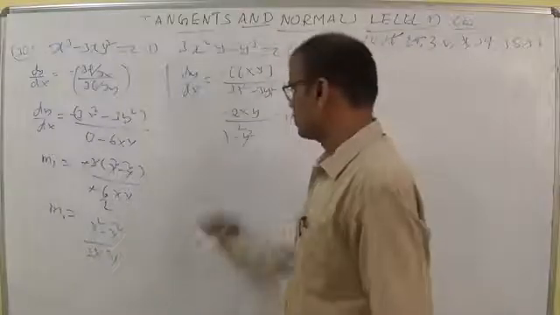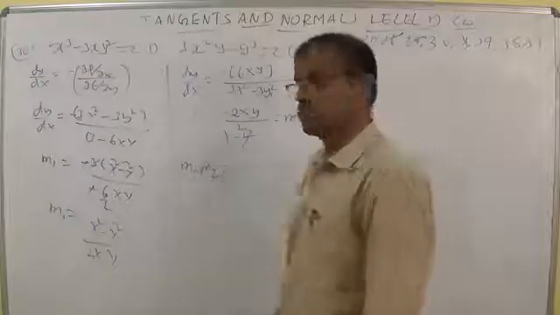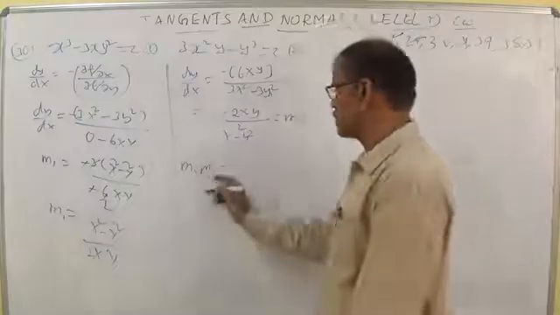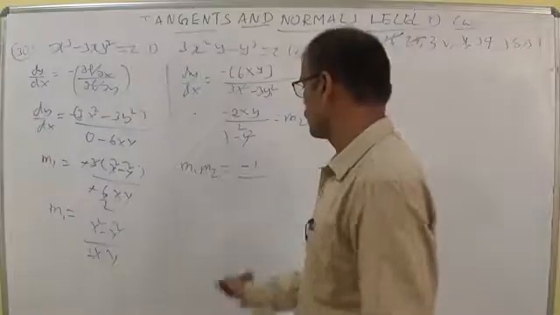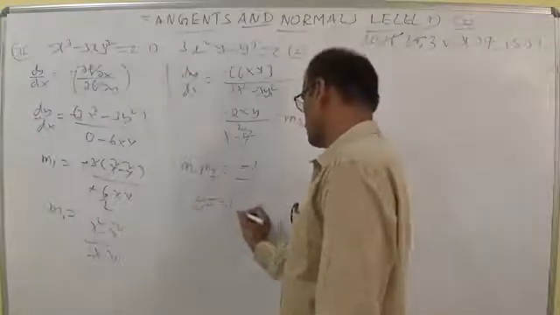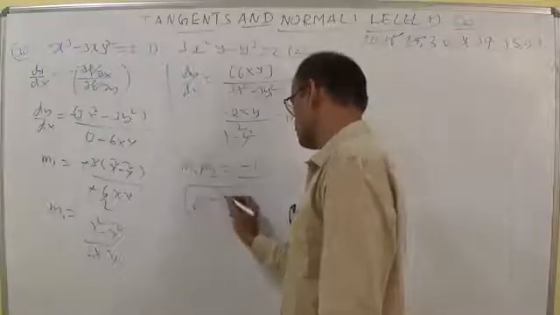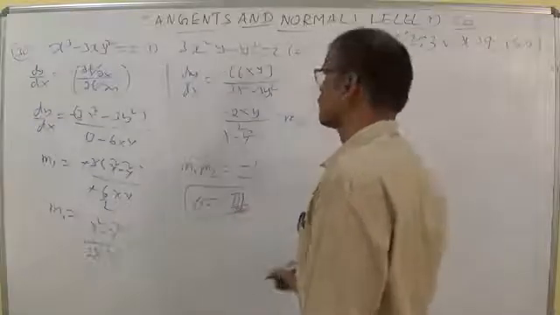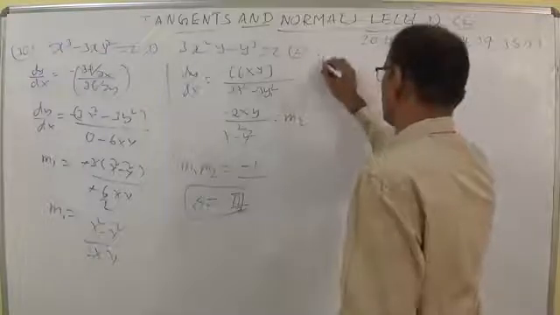What did you observe? Now there is no point of intersection, no need to find it, and there is no need to use the formula tan theta is equal to m1 minus m2 by 1 plus m1 m2. Here, if you multiply both, it becomes minus 1. Whenever m1 m2 is minus 1, they are said to be orthogonal. Theta is equal to pi by 2. They are orthogonal trajectories. 30 completed.